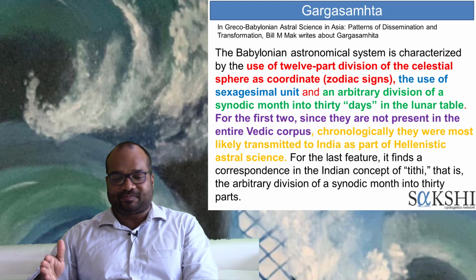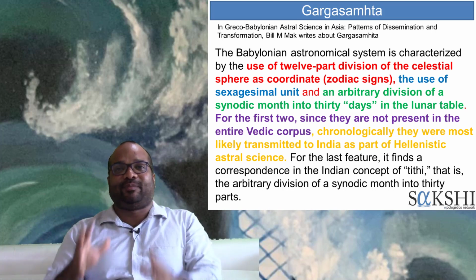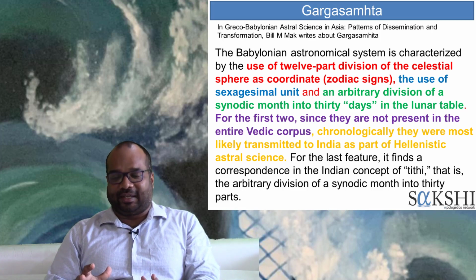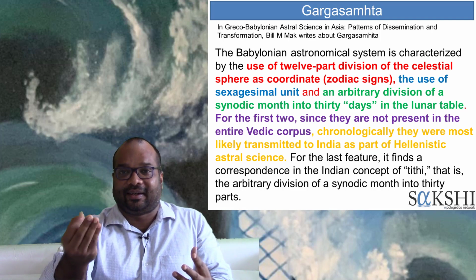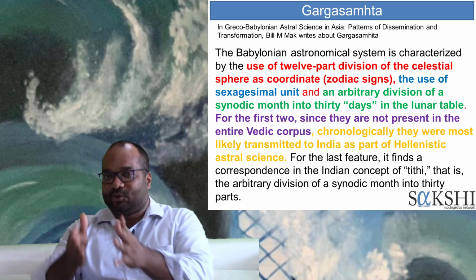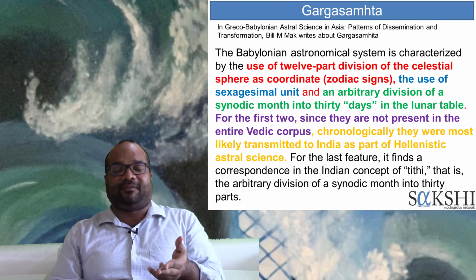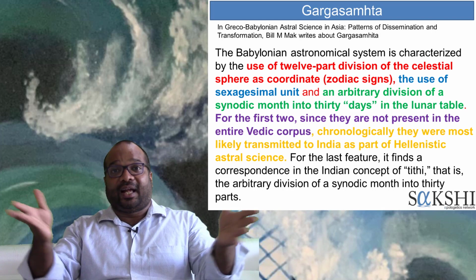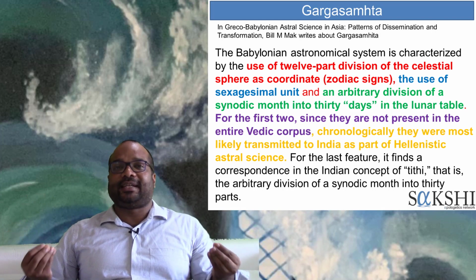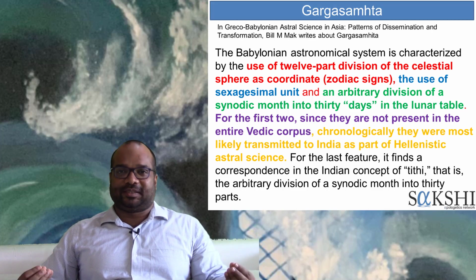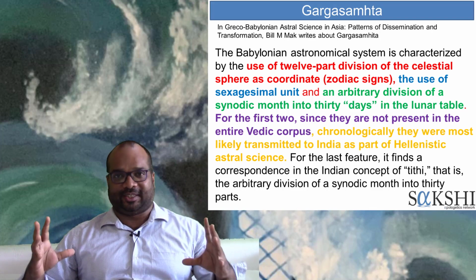So here he is speaking about the Gargasamhita and the astronomical system contained in it, and he says they are very similar to the Babylonian system. Out of the three items that he pointed out, he says that two are totally absent in the Vedic system. Therefore, we have every reason to assume that it is actually borrowed from the Babylonian system. So this is the Vedanga Jyotisha.